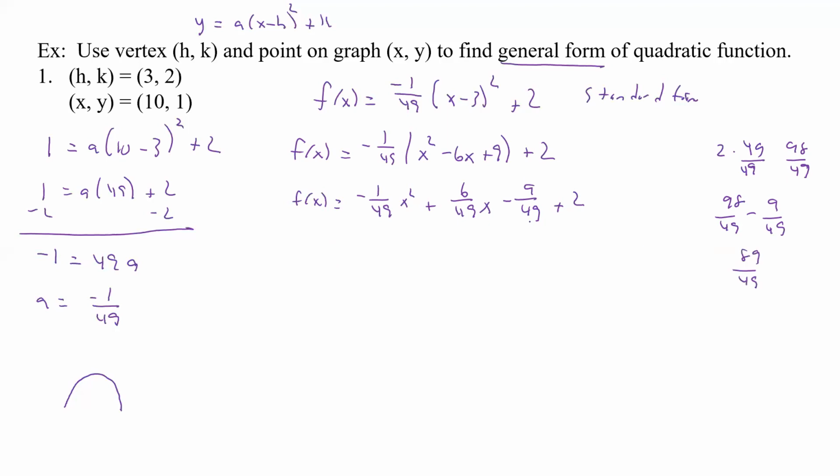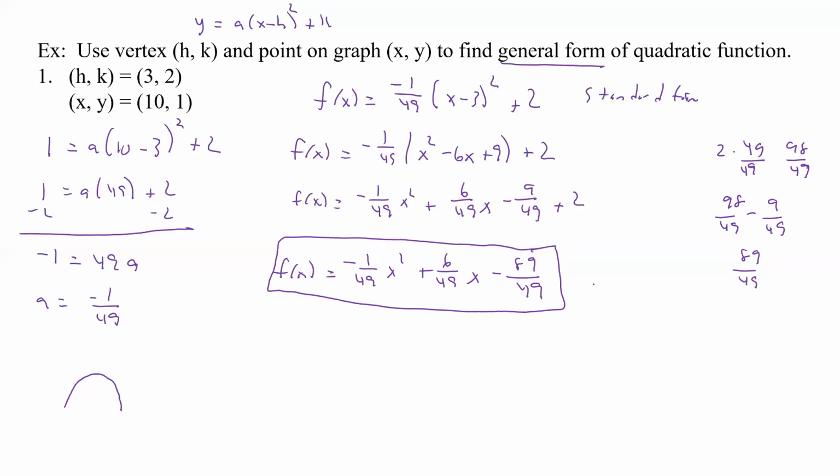So what we've done is just that last piece. So now we have f of x equals -1 over 49 x squared plus 6 over 49 x, and then we work that out as minus 89 over 49, and that is going to be our general form.